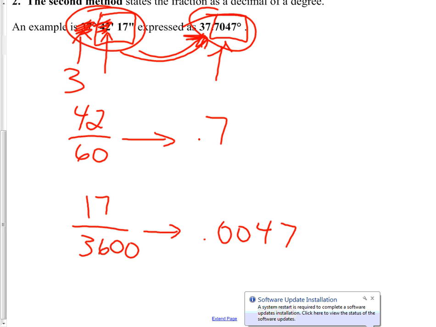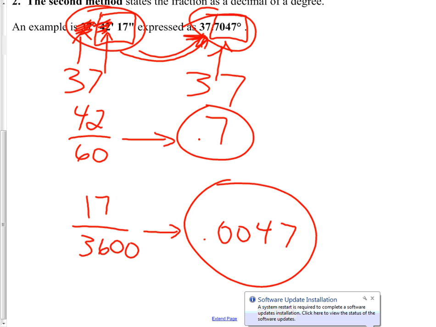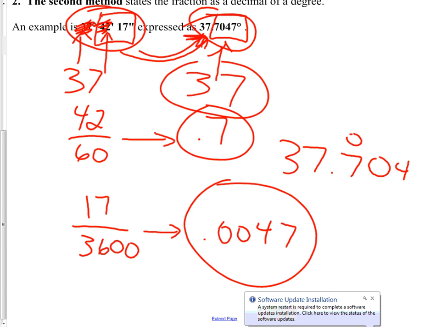So the 37 is still a 37. And then I add the 0.7. And then I add the 0.0047. And the grand total comes out to 37.7047. And the 0047, there'd be like a 0 here. If you don't believe me, take 37, add 0.7 to it, and then add 0.0047 to it.